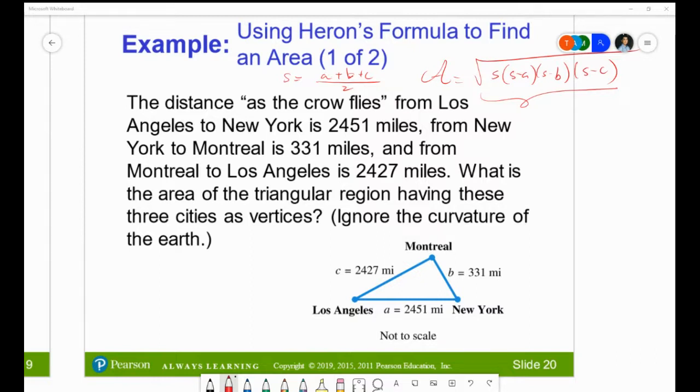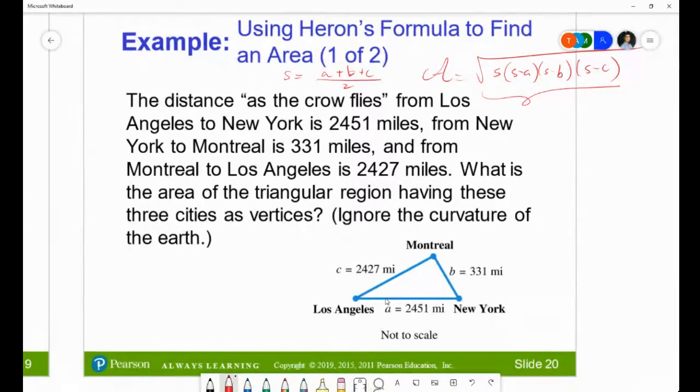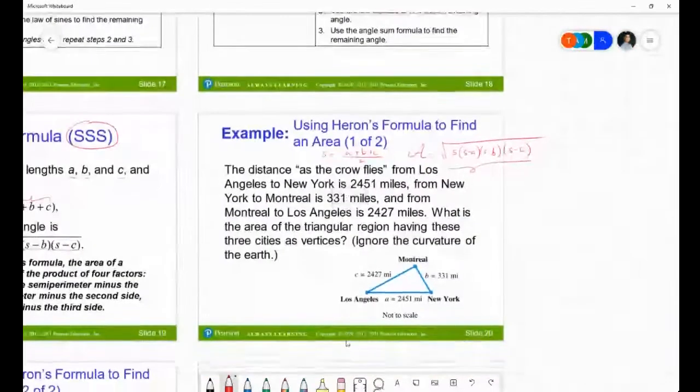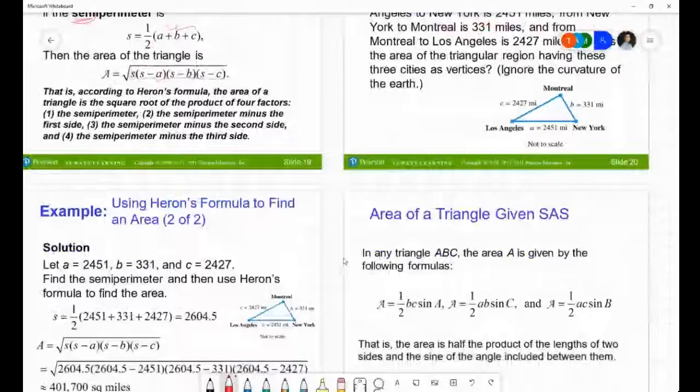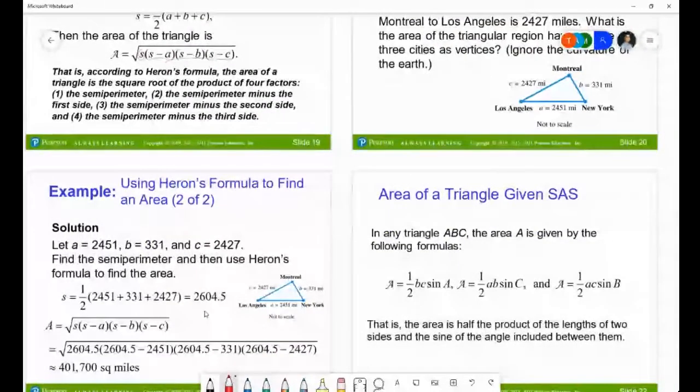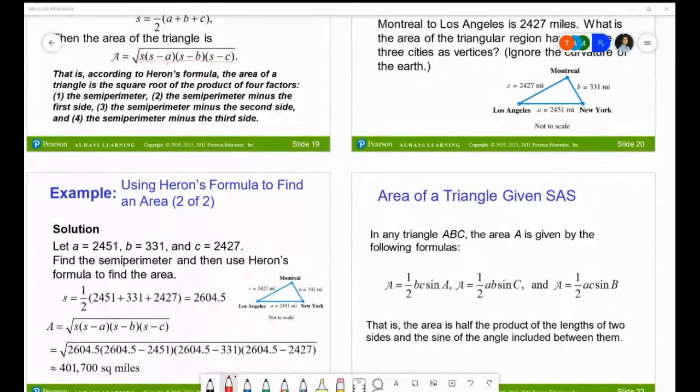This is why I asked you to write it down, so I can spot what you did wrong for you. Okay, I'm going to write it down. Yeah. So here, first thing you need to do is plug A, B, and C into the formula, add them all up, and then divide by 2. So your S should be 2,604.5. And then we just plug into the formula. We have about 401,700,000. Yeah, Elena got it. You're a bit more precise because you got 664 there.